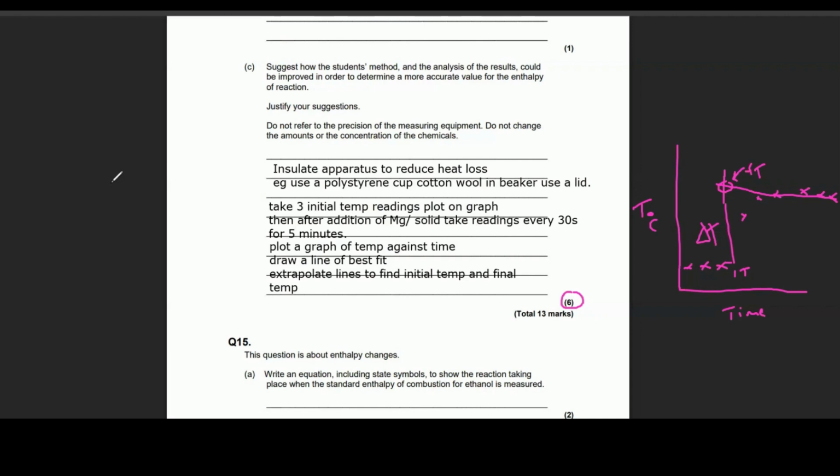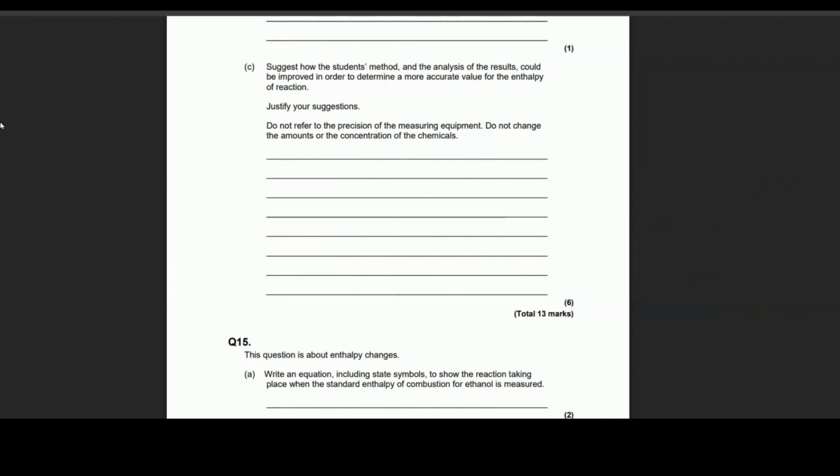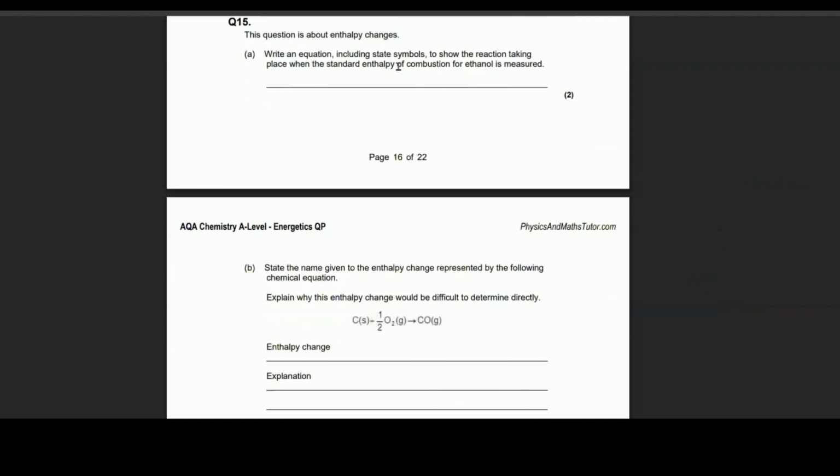Okay, guys, let's move on. Question 15. This question is about enthalpy changes. Write an equation including state symbols to show the reaction taking place when the standard enthalpy of combustion for ethanol is measured. So we just want to draw out ethanol. For the enthalpy of combustion, they're just asking you to write an equation for the combustion of ethanol.